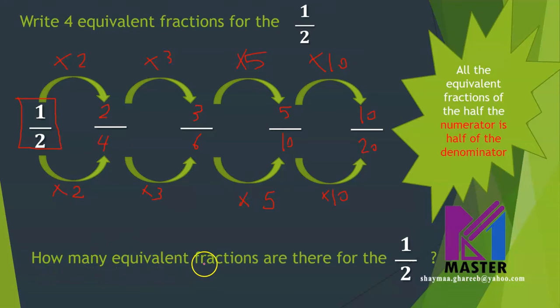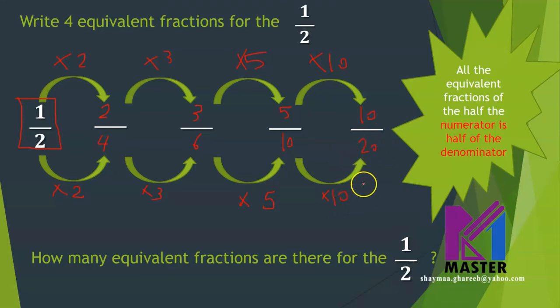How many equivalent fractions are there for the half? I want you to think. Here we got 1, 2, 3, 4. We have 4 equivalent fractions. Can we get any more equivalent fractions to the half? How many exactly? Are they 10, more than 10, 50, more than 50, 100, thousands? What do you think?